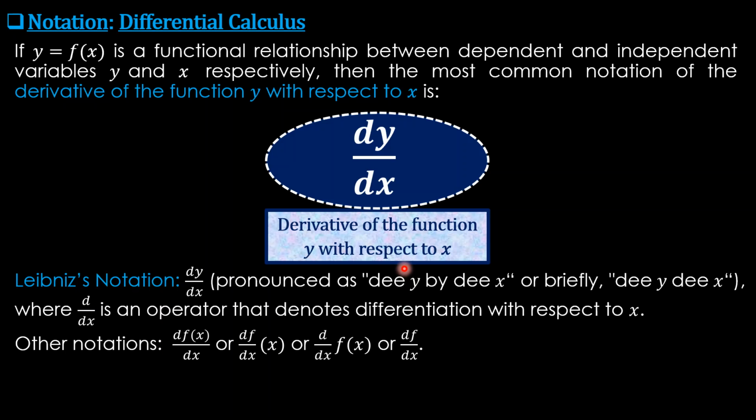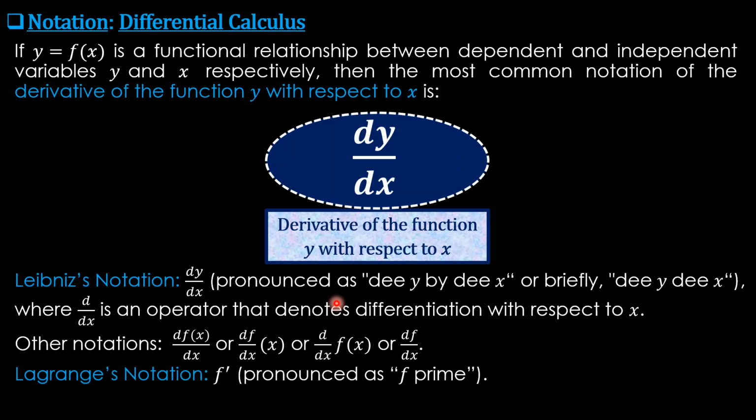Other notations, we can also denote this as d dx of f of x, or d dx of f in this form f(x), or df dx. These are all different notations but all similar to this Leibniz notation. Next is Lagrange notation, which is f prime, pronounced as f prime. This f prime also means differentiation of f.